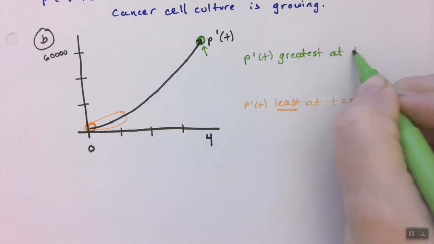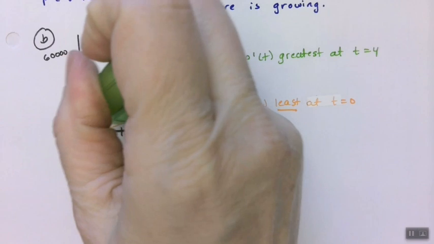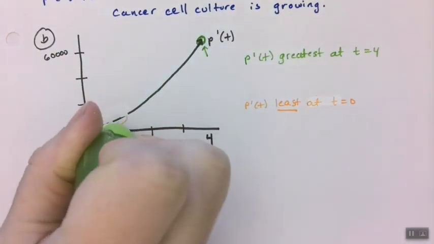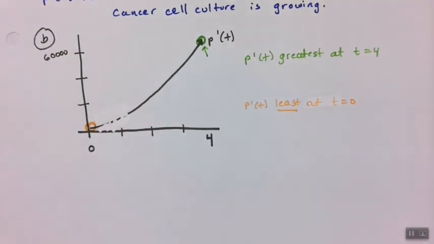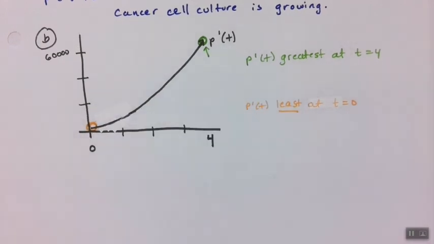At t equals 4. All right, so I'm going to erase this extra bit. So it's low through all of that, but the least would actually be at 0 itself. Sorry. Okay, so it's least over here, greatest over here.